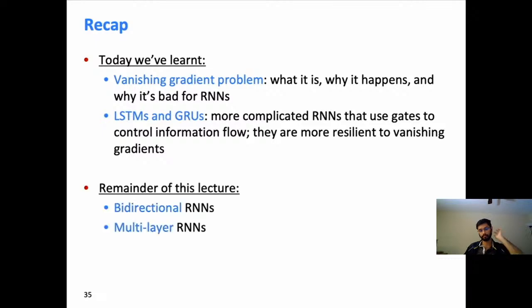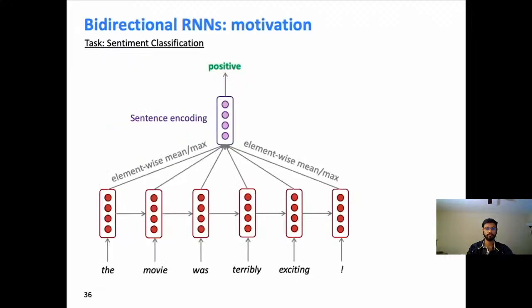Okay, so for the remainder of this lecture, I think we've got about 20 minutes left. We're going to be learning about two more advanced types of RNNs. The first one is bidirectional RNNs, and that's all about information flowing left to right and right to left. Then we're also going to learn about multi-layer RNNs, which is when you apply multiple RNNs on top of each other. I'd say that both of these are pretty simple conceptually, so it shouldn't be too hard to understand. All right, so let's start with bidirectional RNNs.